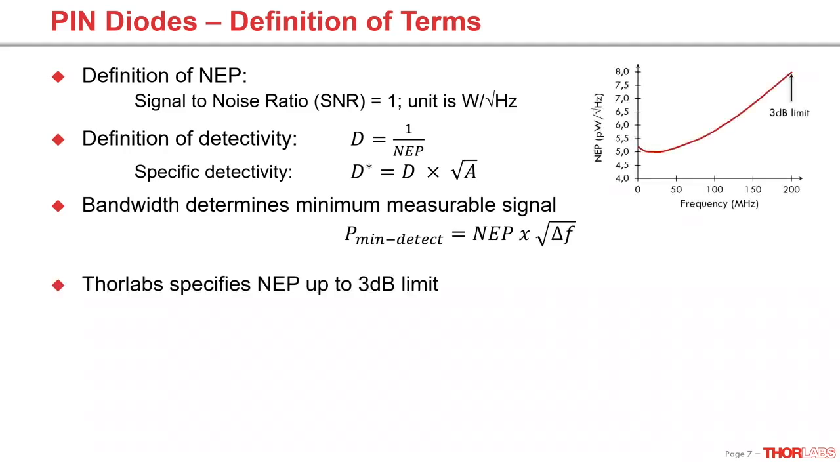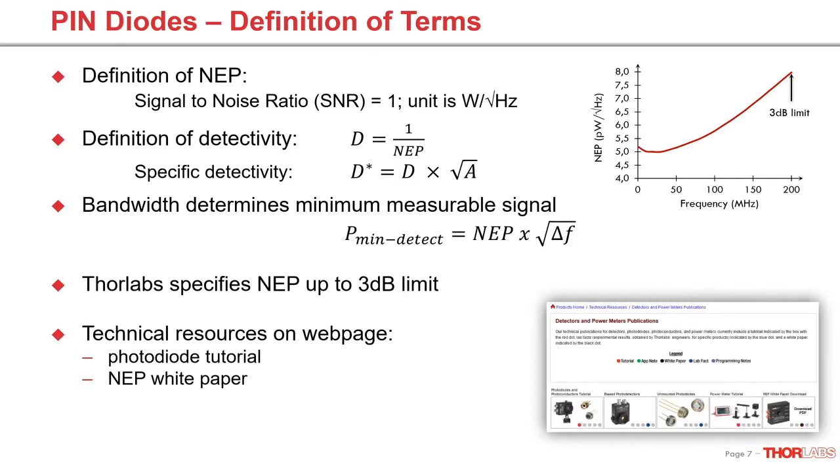Usually the NEP is considered constant up to the cutoff frequency. However, the Thorlabs spectrum analyzer measurements with full bandwidth show slightly rising NEP values up to the bandwidth limit. In our detector datasheets, we are specifying this higher value at the 3 dB limit as the NEP value. There are more insights to photodiodes and NEP. These can be found on the Thorlabs website. There are tutorials, app notes, and white papers on this topic.